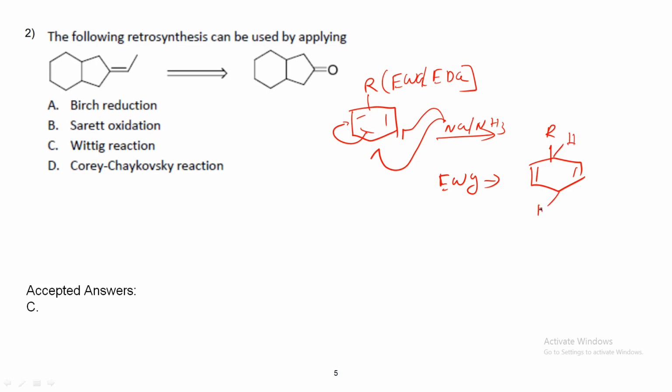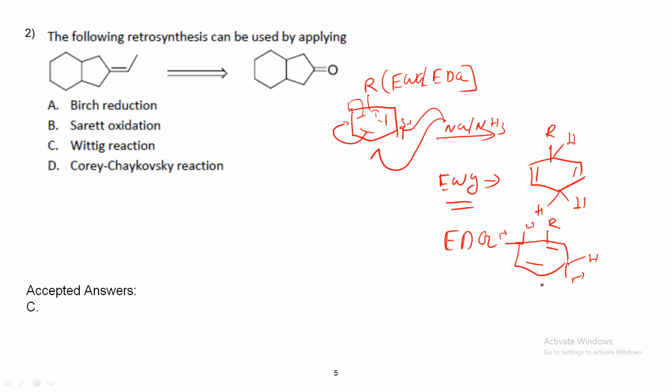The product would be like this if the R group is electron withdrawing. And if an electron donating group is there, then the most electropositive center would be this meta center, and then the arrow pushing would be like this, and then we would generate this kind of reduced product. So that's the Birch reduction condition.